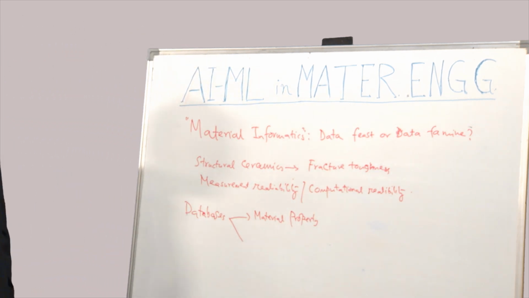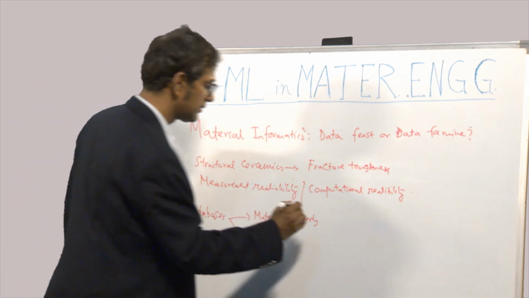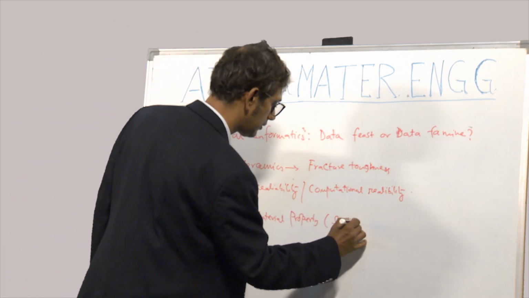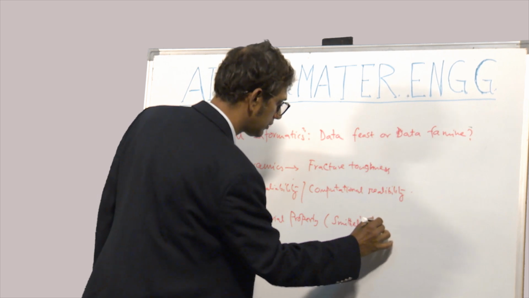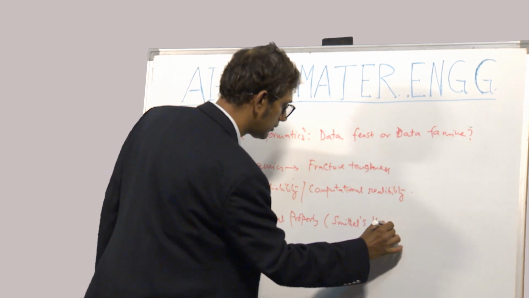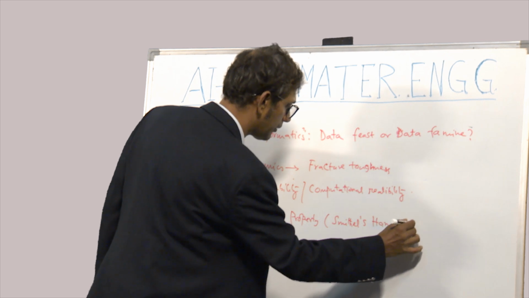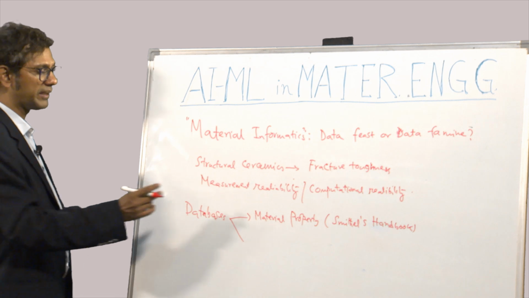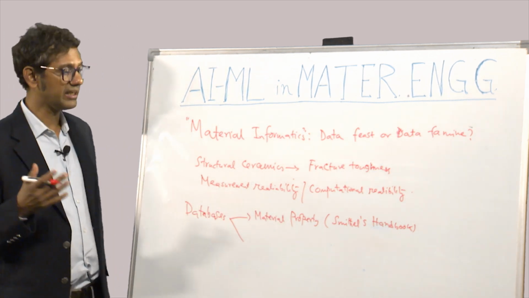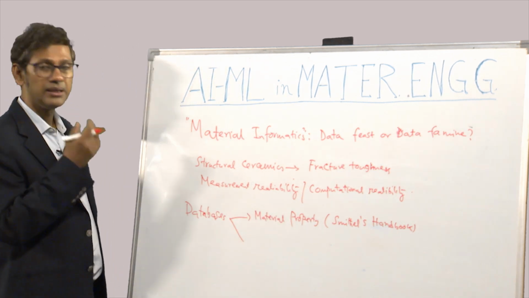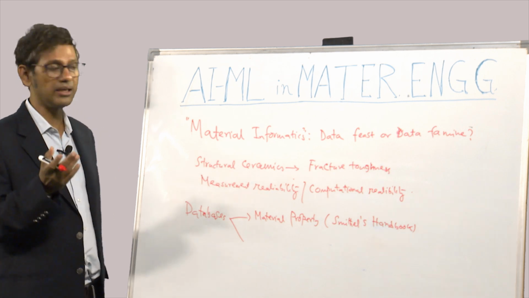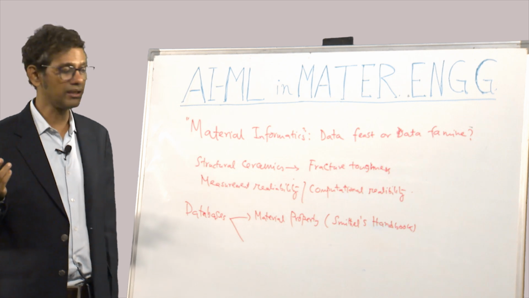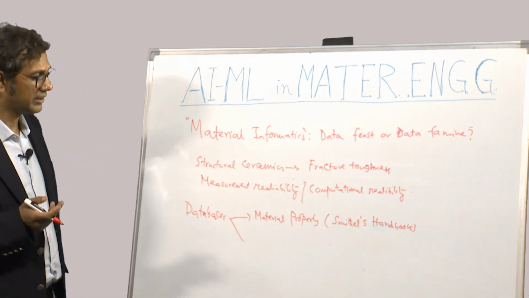You know there is this book called Smithells Handbook of Material Property. There are many other handbooks, I am just giving an example. Material property means both mechanical and functional properties. Mechanical properties mean strength, ductility, fracture toughness. Functional properties mean thermal conductivity, electrical conductivity, and many others.